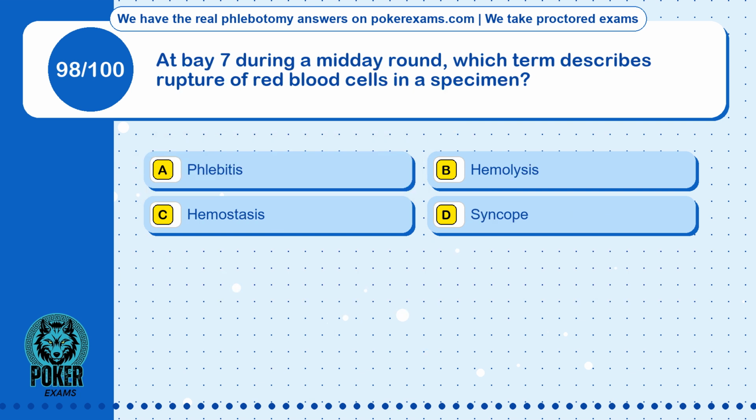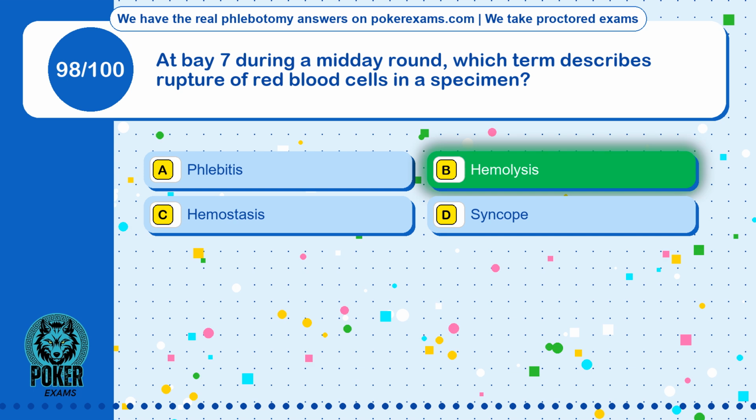Question 98. At base 7 during a midday round, which term describes rupture of red blood cells in a specimen? Option A. Phlebitis. Option B. Hemolysis. Option C. Hemostasis. Option D. Syncope. The correct answer is option B. Hemolysis.